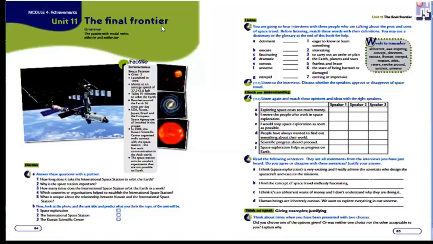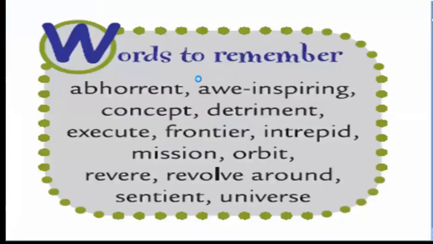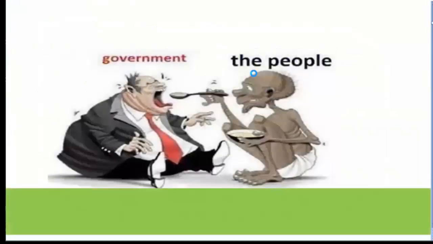This is the title, The Final Frontier. Please have a look at this picture, as I told you before, and at these exercises which we would like to present today. But I'd like to start with presenting the new vocabulary of the lesson. It's very important to understand the new vocabulary, dear students. Here we have some words to remember: abhorrent, awe-inspiring, concept, detriment, execute, frontier, intrepid, mission, orbit, revere, revolve around, sentient, in addition to universe. These are the words which we should remember, and we would like to introduce them.